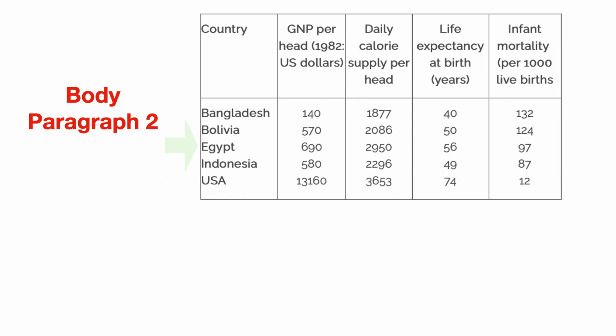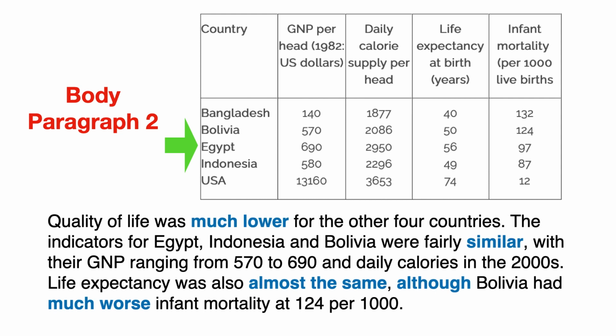Body paragraph 2, we're looking at the next 3. It does start with a topic sentence mentioning all 4. Quality of life was much lower for the other 4 countries. So the indicators for Egypt, Indonesia and Bolivia were fairly similar, with their GDP ranging from 570 to 690 and daily calories in the 2000s. Life expectancy was also almost the same, although Bolivia had a much worse infant mortality at 124 per 1,000.